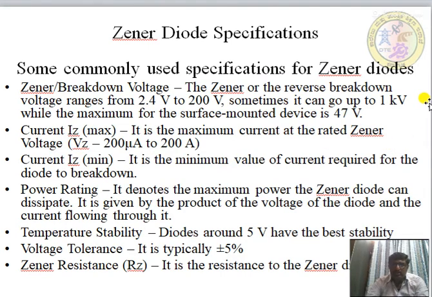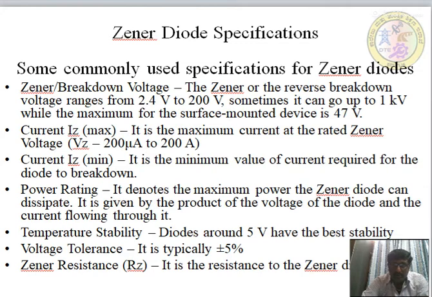Next, Zener diode specifications. What are the specifications of a Zener diode? Some commonly used specifications are the Zener breakdown voltage, or reverse breakdown voltage, which ranges from 2.4 volts to 200 volts, depending upon what kind of Zener diode you are using. Sometimes it can go up to 1 kilovolt depending upon the design, while the maximum for a surface mounted device is 47 volts as standard.